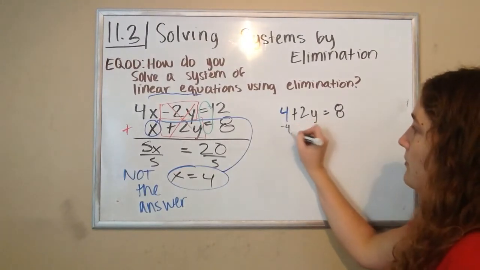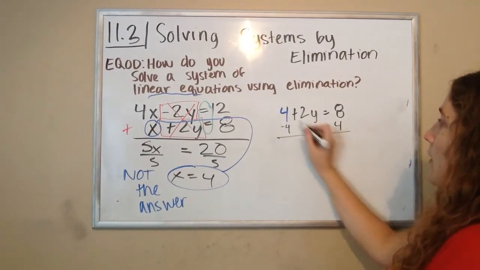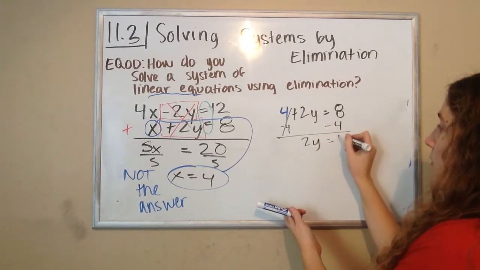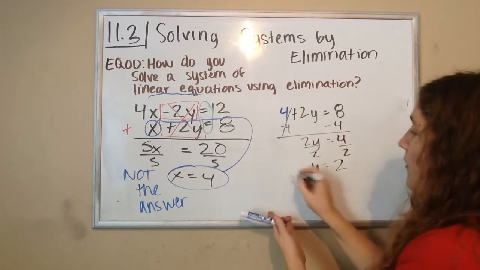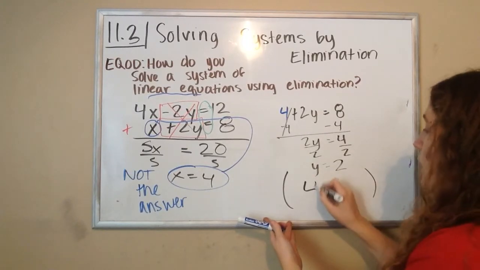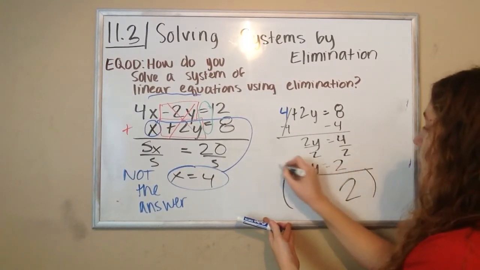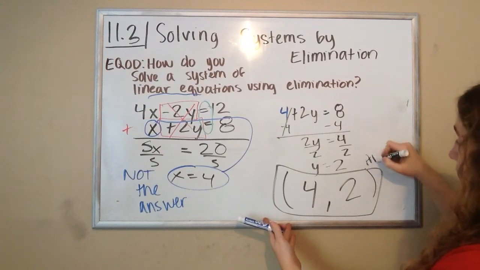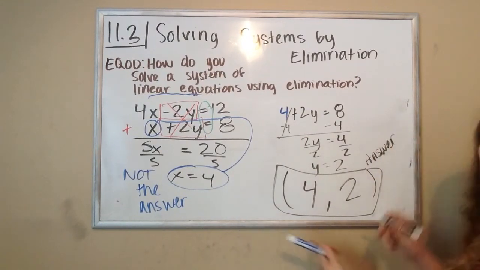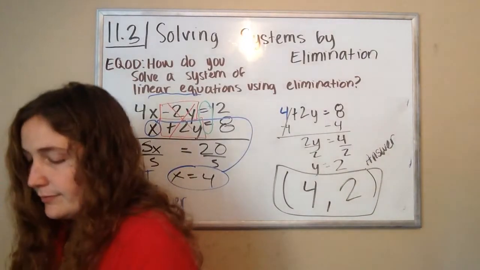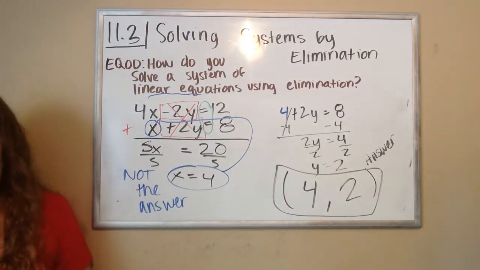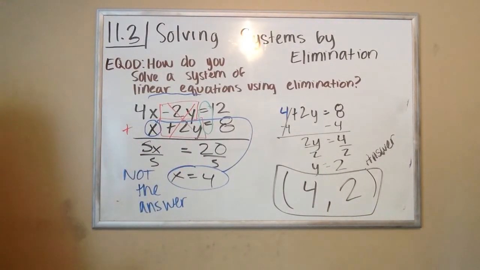Then I subtract 4, 2y equals 4, divided by 2, you get y is equal to 2. The final answer would be 4, 2. That is your answer. That is where the two lines cross or meet or intersect. Alright, another example. One more example, and you'll do 2 on your own. Okie dokie.